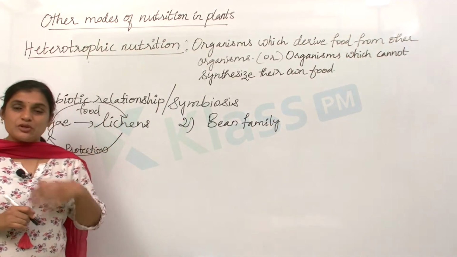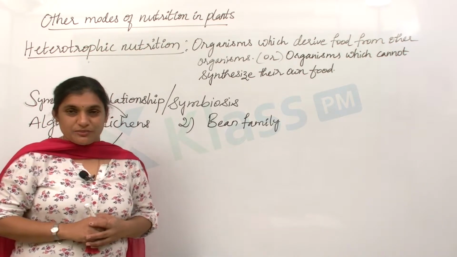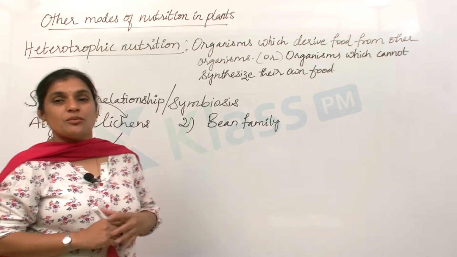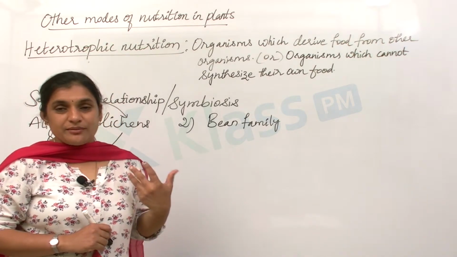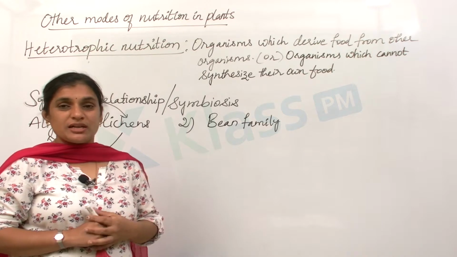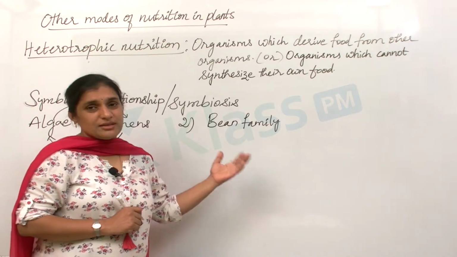That means they cannot absorb the gaseous form of nitrogen. They can only take the nitrogen in the form of soluble salt. So now how do they get it? They cannot take it directly, so they need the help of other organisms which can help them get this nitrogen.